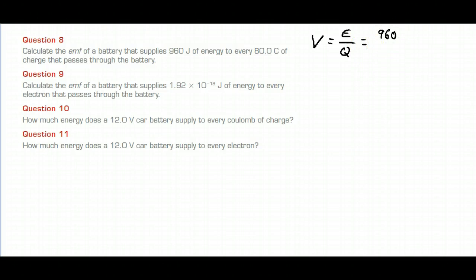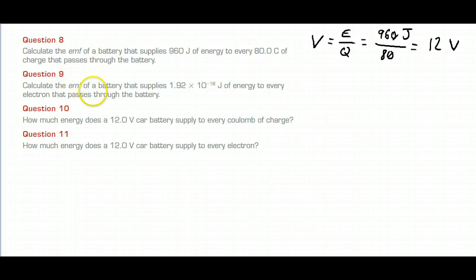So 960 joules and 80 coulombs. That looks like a times table almost. So that's going to be 12 times 8, which comes out as 12, so it's a 12 volt battery. The EMF, or the voltage pushing the battery, is 12 volts.